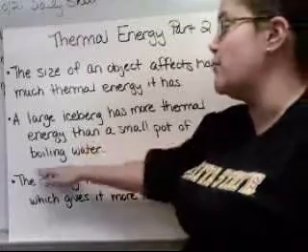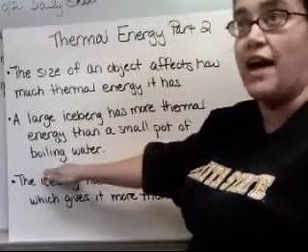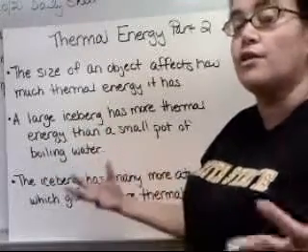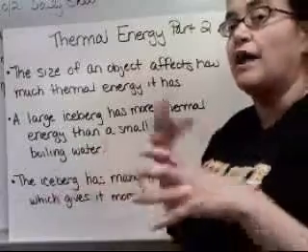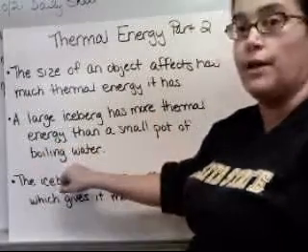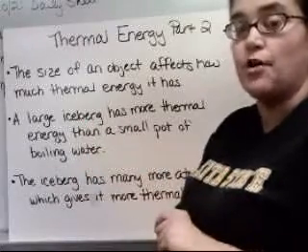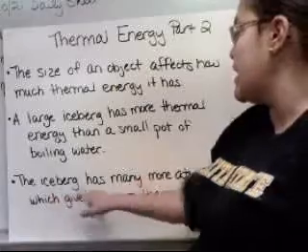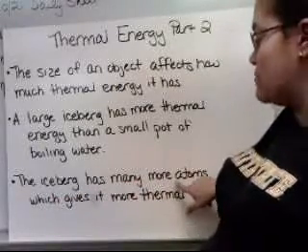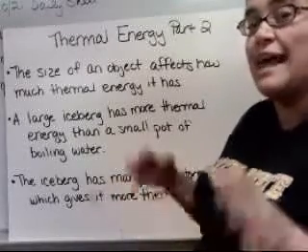Now granted, the boiling water has a much higher temperature because those particles are moving around very fast. But since the iceberg has so many more particles to begin with, when you add up all that energy, it still has more thermal energy than the boiling water. So size is important, but also how fast the particles are moving. The iceberg has many more atoms, which gives it more thermal energy. So the more atoms it has, it could possibly have more thermal energy. It depends on the size and the temperature.